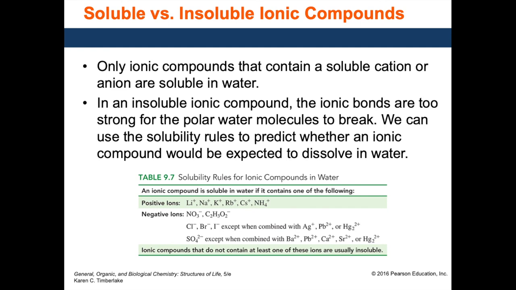Now, you can obviously observe this in lab. You can see, okay, this salt does not dissolve in water. But how do you predict if an ionic compound is going to dissolve in water or not? Well, thankfully, at some point, scientists just noticed which ions formed compounds that prefer to be soluble and which ones prefer to be insoluble. And they noticed some patterns, and we call these solubility rules.